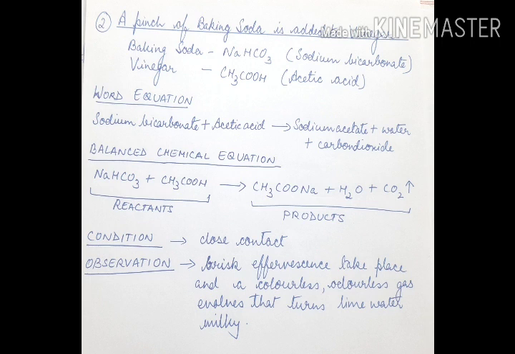First I have written down the word equation and then the balanced chemical equation. NaHCO3, sodium bicarbonate, and acetic acid CH3COOH. These are the reactants and the products are sodium acetate, water and carbon dioxide. Note, the reaction is already balanced. The number of atoms of each element on the right hand side and the left hand side is equal.